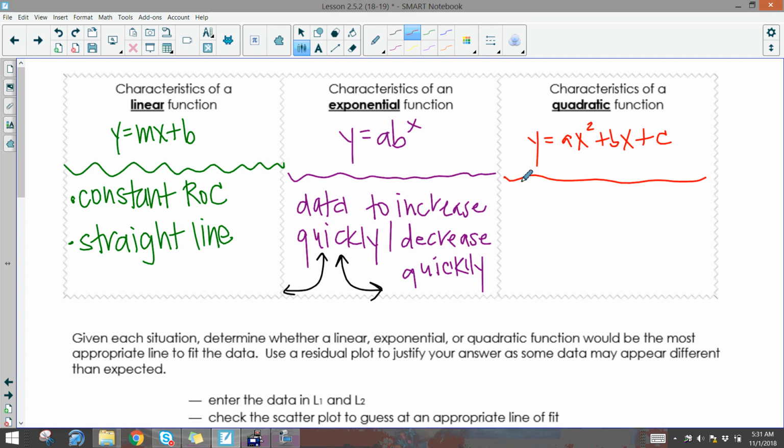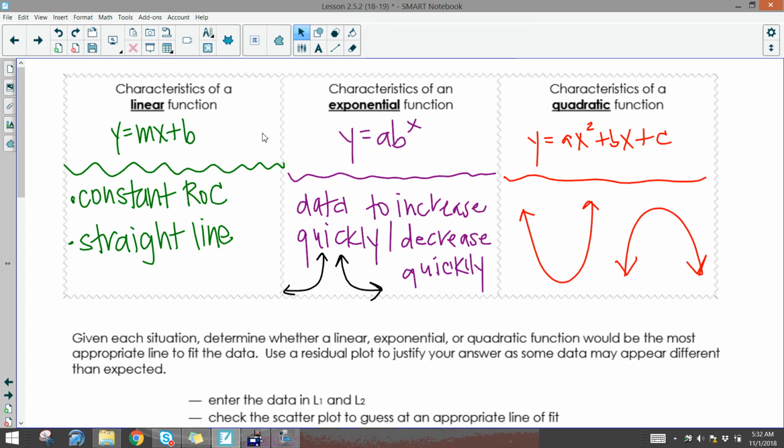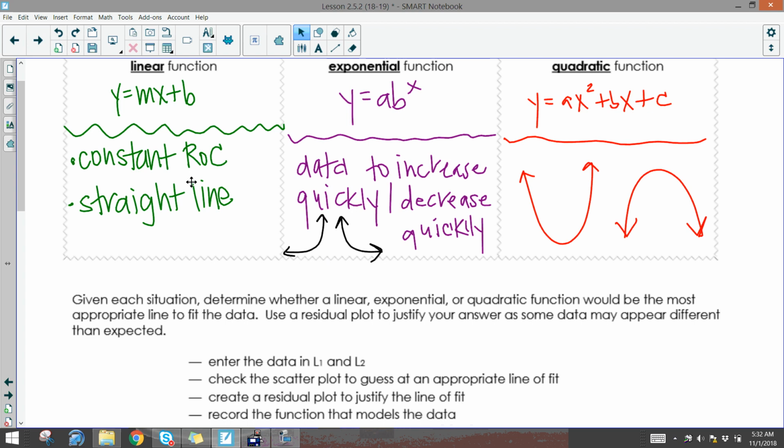So I'm just going to kind of draw a picture here. We're looking for data that can go down and come back up, either in the data set or contextually. Sometimes it doesn't make sense. Or vice versa, we're looking for data that can increase and then decrease. I'll talk about that as we look at the data. So those are our 3 options. Those are the different types of lines of best fit that we're going to be trying to accomplish today.